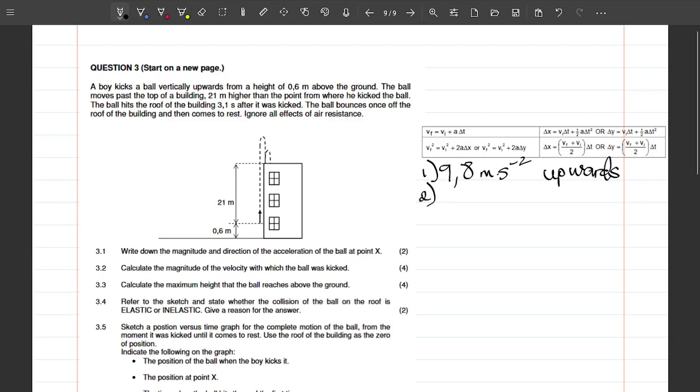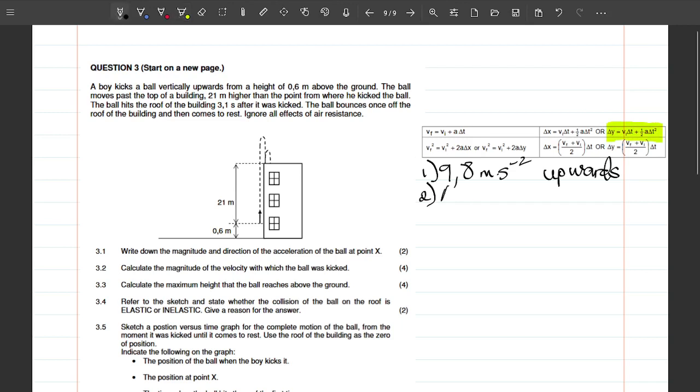Calculate the magnitude of the velocity with which the ball was kicked. So what am I looking for? I'm looking for an initial velocity. What was the velocity that it left point X with? I'm looking for an initial velocity, whereas I may not necessarily know the final velocity. So I'm looking for a formula that has initial velocity but no final velocity. You guessed it, it's this formula there. We're going to use that formula in this case.